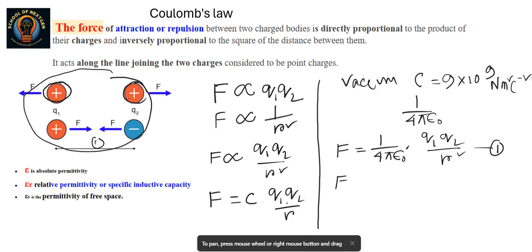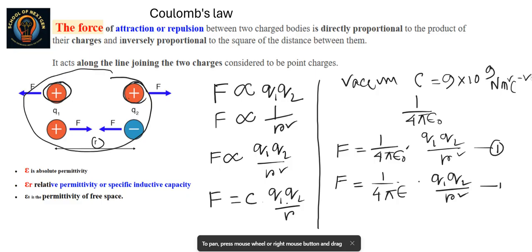If we keep these two charges in some other medium, then we have to change the equation to 1 by 4 pi epsilon. It means this epsilon represents the absolute permittivity in any type of medium. We don't know exactly right now. I'm just saying any medium. Then obviously charge will be unchanged. That's why Q1, Q2, and obviously the distance will also be unchanged.